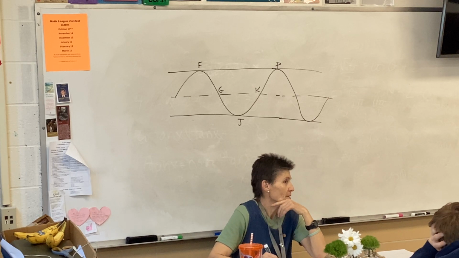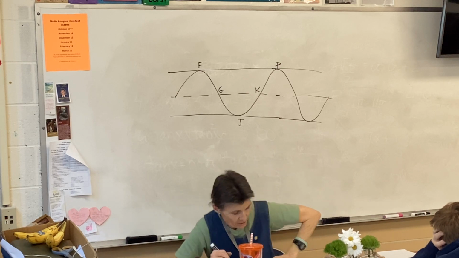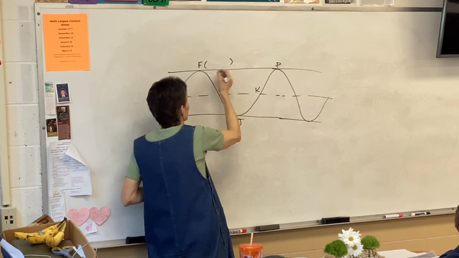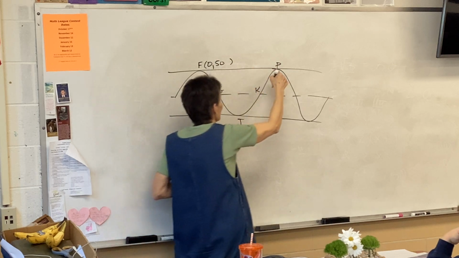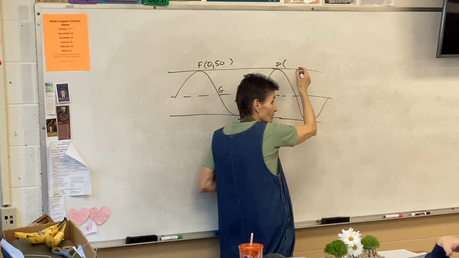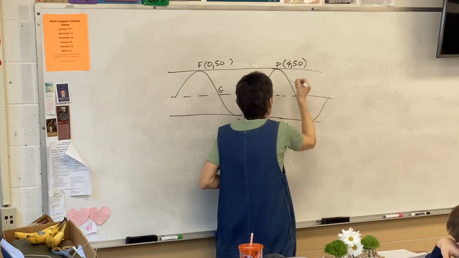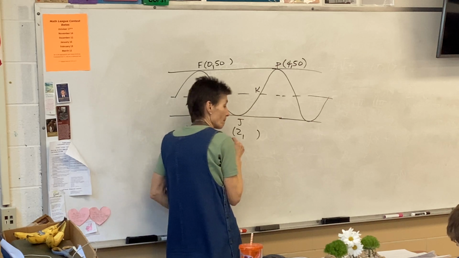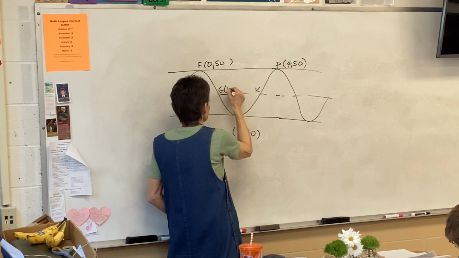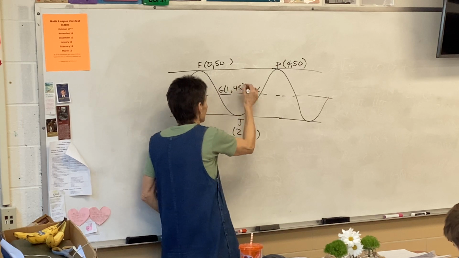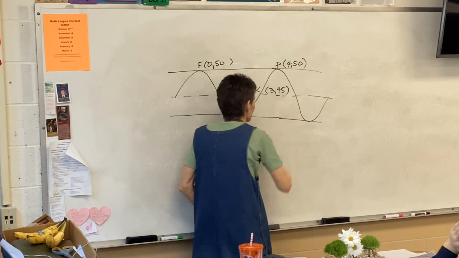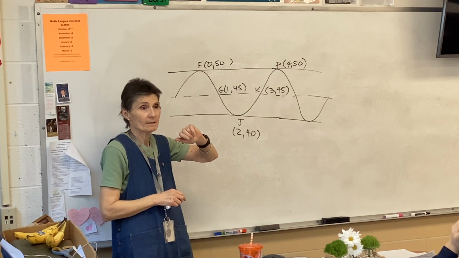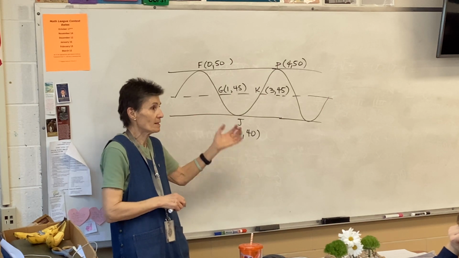Patrick, what'd you come up with? You got some points? Yeah. Okay, let's talk about yours. Maybe they're right, maybe they're not. What'd you get for F? 0.50. And that meant P would have to be 450. Okay. And J is 2 something. Do you know what you have for J? 40. And then G was 1.145. K was 345. All right. I just randomly called on Patrick because he was off task and asked him to give me these numbers, and this is what he gave me. I don't know, right or wrong.